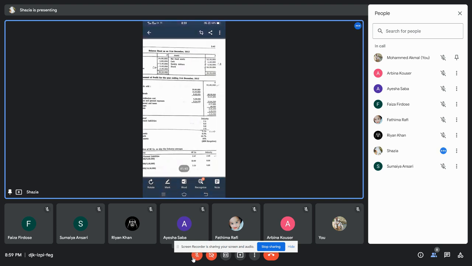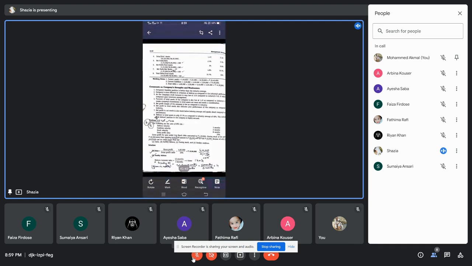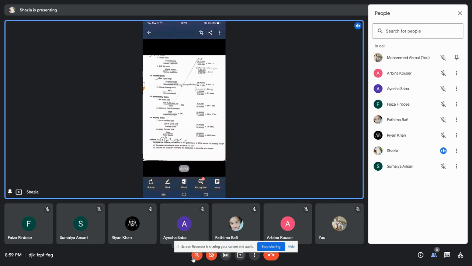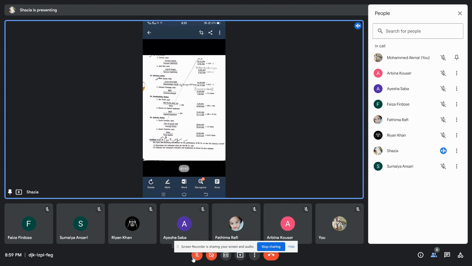Industry before, how much was it? 2.4. You can make it 2.40. Then later, I think you have to comment here. Okay, so the comment is given here. It has nothing to do with it. So what is the second part of the question? See, indicate the company's strengths and weaknesses as shown by your analysis.